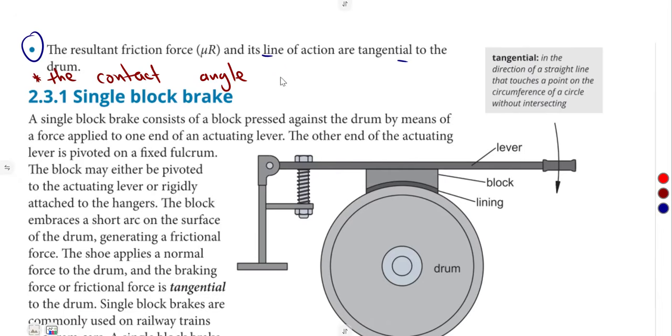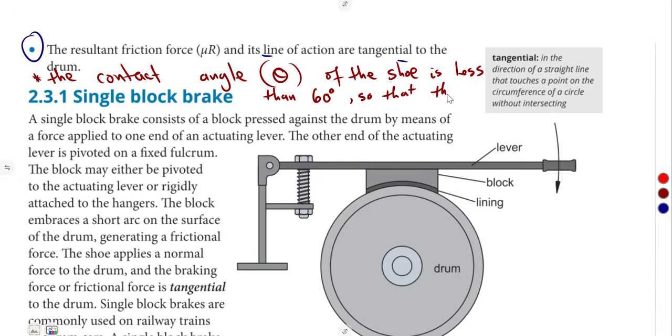Remember, our contact angle is called what? It is called theta. So the contact angle of what? Of the shoe is less than 60 degrees, so that the normal pressure is uniform. The normal pressure is what? It is uniform.